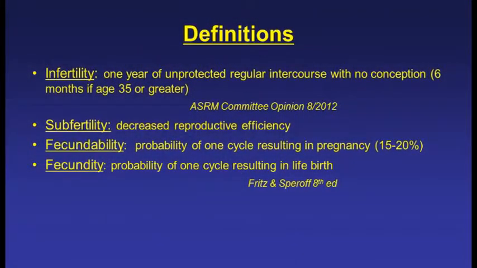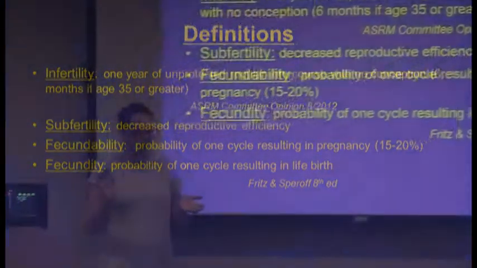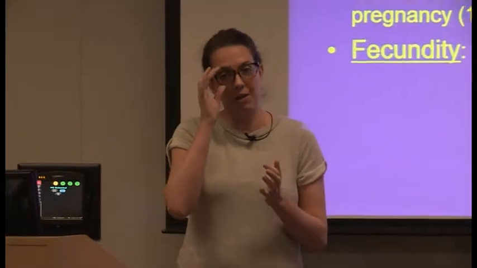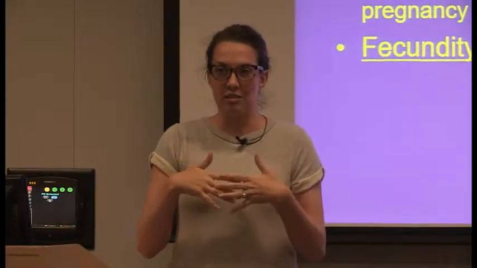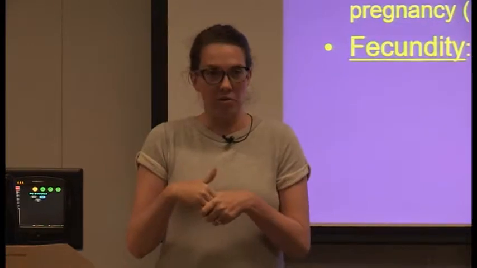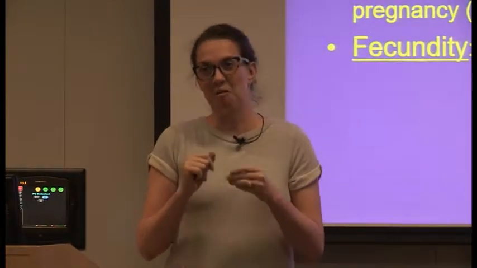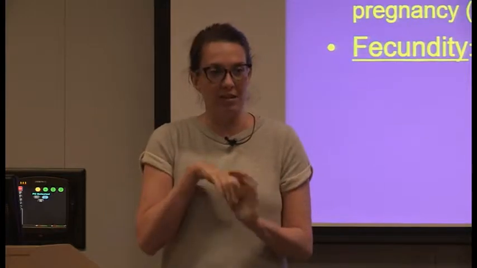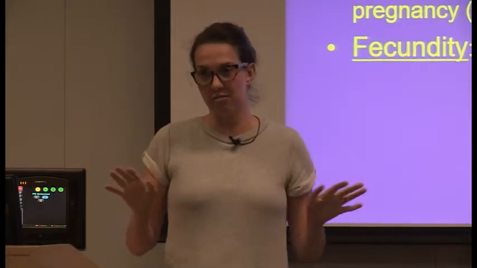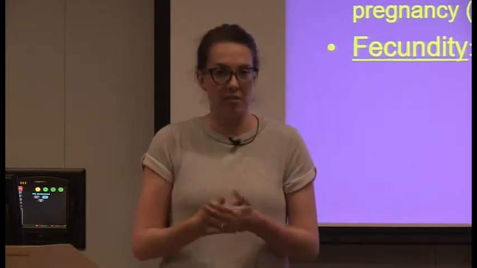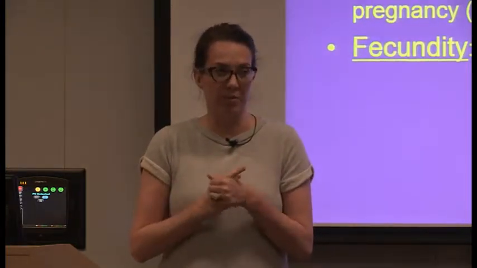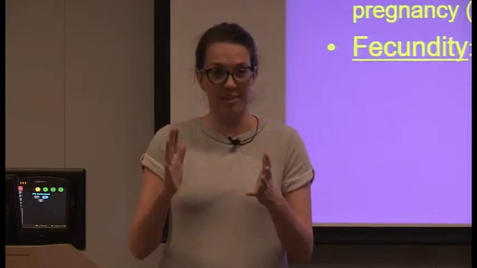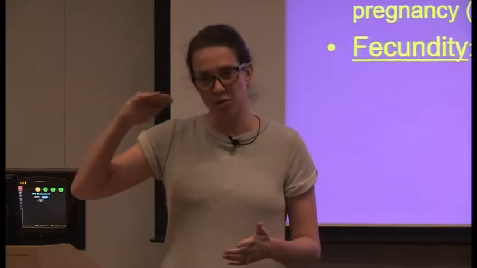Fecundability is the probability of 1 cycle resulting in pregnancy, and fecundity is the probability of 1 cycle resulting in a live birth. I talk to every single one of my patients about fecundability. I think this is a really misunderstood topic because, particularly for patients trying so hard to conceive, everyone thinks it's so easy for everybody else. But it's important to remember that even people with no fertility issues, trying to get pregnant on their own, their chances per month are only 20%. That's the gold standard. That's the highest bar we can meet as humans, 20% per month.